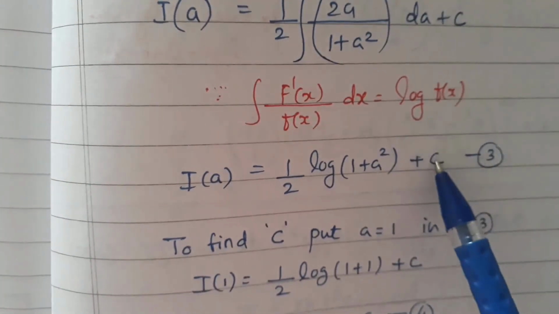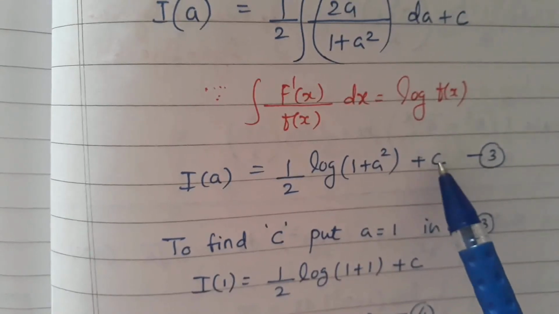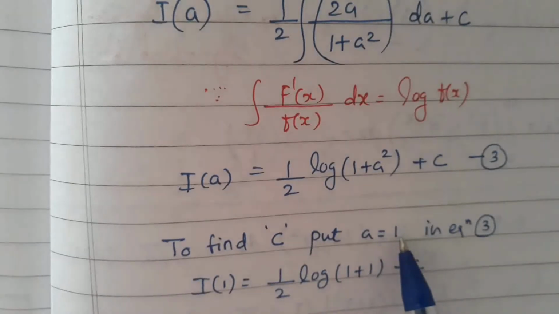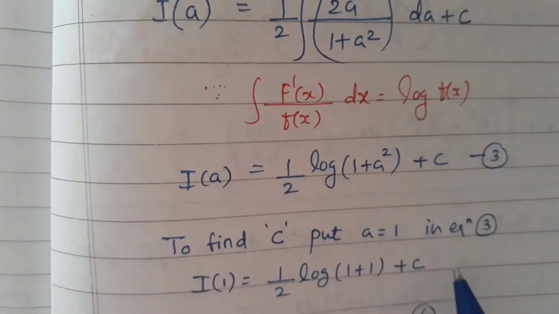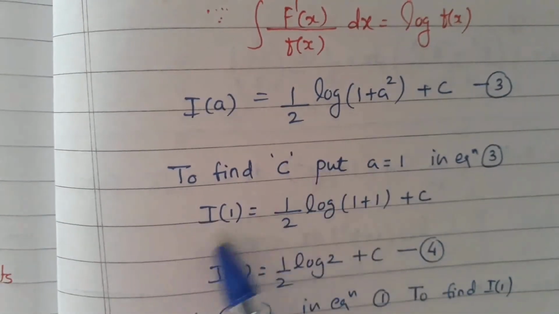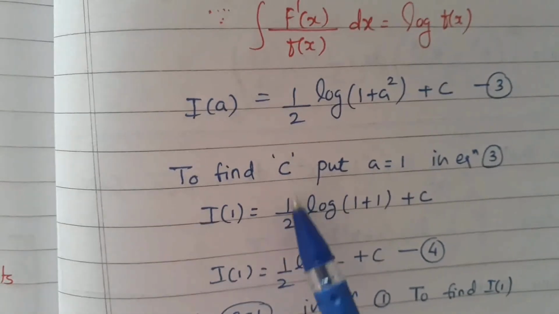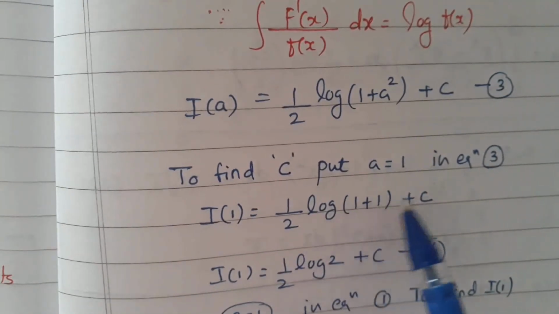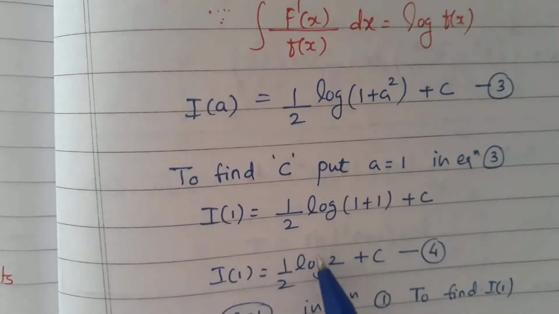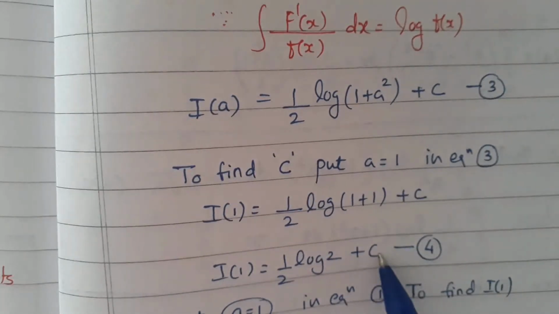So to find the value of c, use some proper value of a. Here we choose the value of a is equal to 1. Again, this depends on the nature of the function. You have to choose accordingly. So put a is equal to 1 in LHS and RHS. I of 1 is equal to 1 by 2 log of 1 plus 1 plus c. I of 1 is equal to 1 by 2 log 2 plus c.